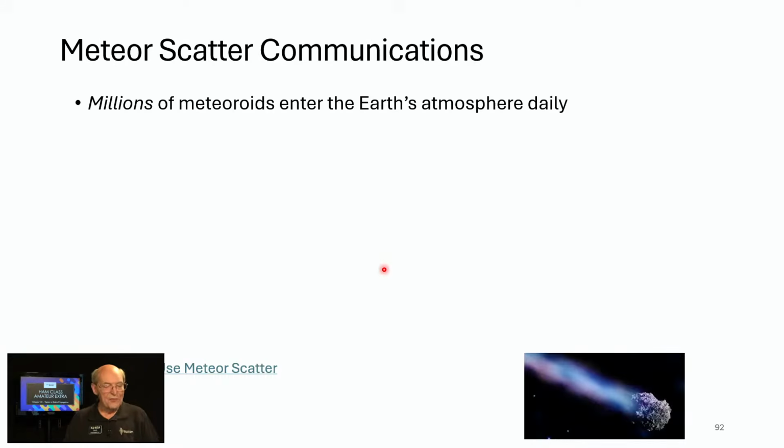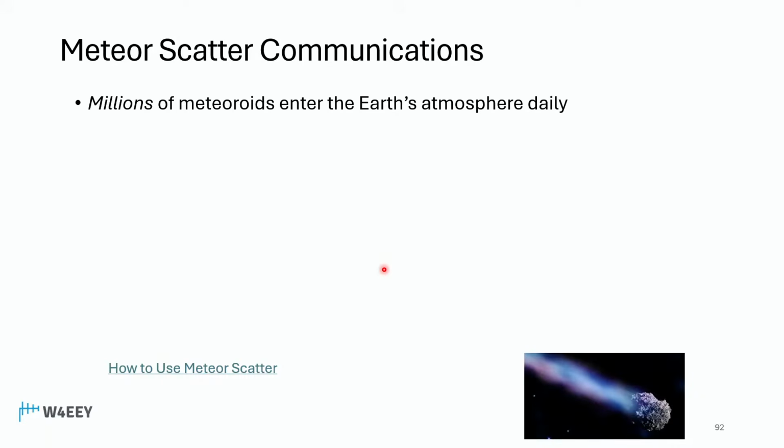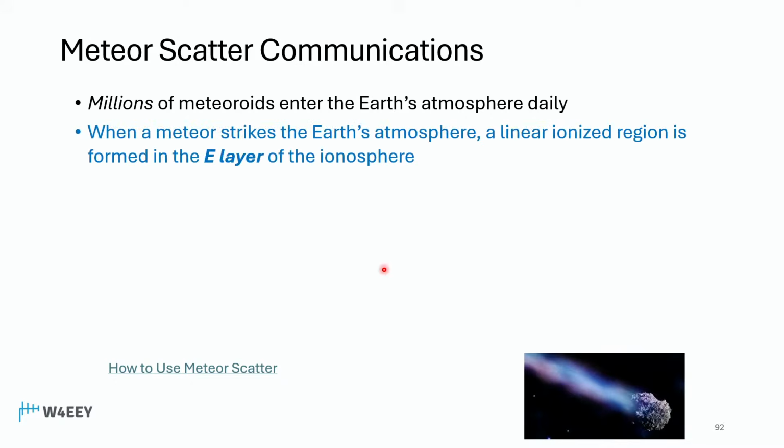Moving on, something that I've wanted to try, but I haven't done it yet. Meteor scatter communications. Now here's another mind blower. Millions of meteoroids enter Earth's atmosphere daily. Now these can be the size of a dust mote or a piece of sand. They're small, but when they enter the atmosphere, they burn up. And when that happens, they create a linear ionized region behind them. So when a meteor strikes the Earth's atmosphere, a linear ionized region is formed in the E layer of the ionosphere.